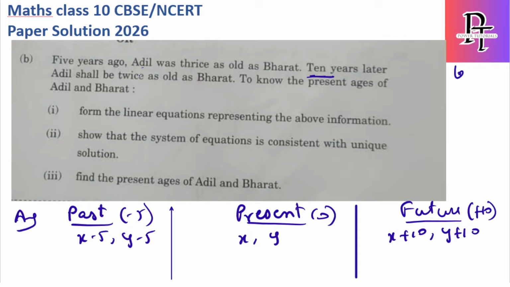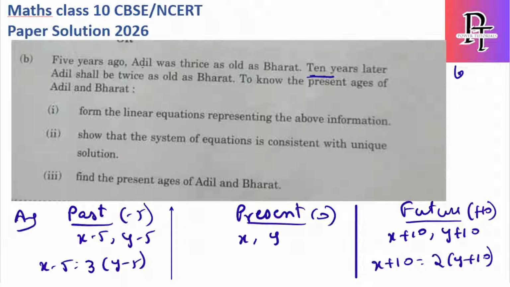अडिल 5 years ago मतलब पास्ट में अडिल was thrice as old as भरत. सो पास्ट में अडिल का एज जो भी है वो भरत से 3 गुना है. ओके, प्रेजेंट में कुछ रिलेशन नहीं दिया है. 10 years later अडिल will be twice as old as भरत. सो इन फ्यूचर अडिल says that is x plus 10 will be twice of y plus 10. होप यू अंडरस्टूड, बिकॉज अगर आपने ये वाला स्टेप कर लिया तो समझ लो कि हमारा क्वेश्चन 80% हो गया.